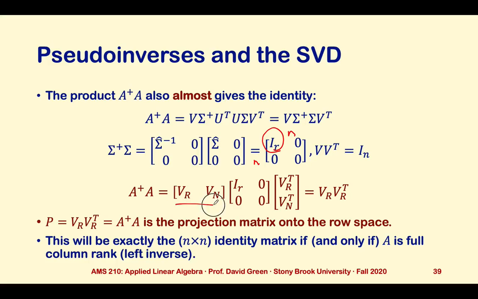Again, plugging in V transpose, V into this product here, V row space component, V null space component. The IR picks out only the VR piece and gives us a 0 in the other part here. And then when we multiply VR times VR transpose plus 0, we get only this product. This product, A plus A, is also a projection matrix, but it's a projection matrix onto the row space of A. So we see that these products, A A plus and A plus A, are both close to the identity, and they are both projection matrices onto the column space or the row space accordingly.